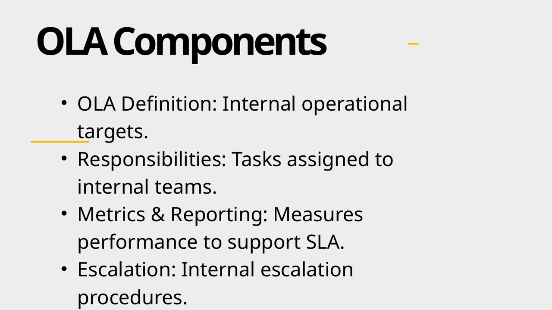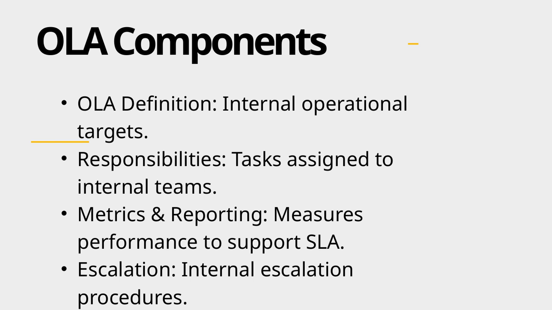First, we have the OLA definition, which refers to the internal operational targets we set to ensure our teams are aligned and working efficiently. Next, responsibilities highlight the specific tasks assigned to different internal teams, making sure everyone knows what they need to do. Then, we have metrics and reporting, which are crucial because they measure how well we're performing against those targets and help us support service level agreements, or SLAs.